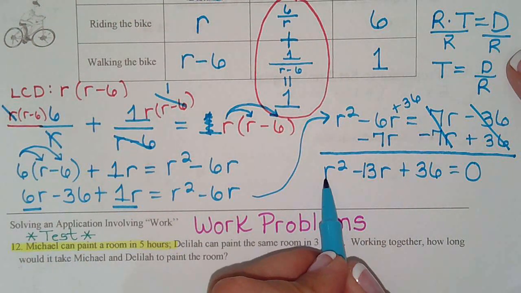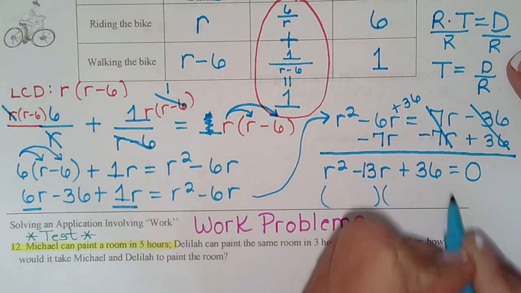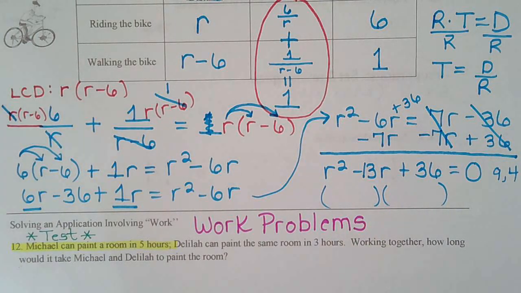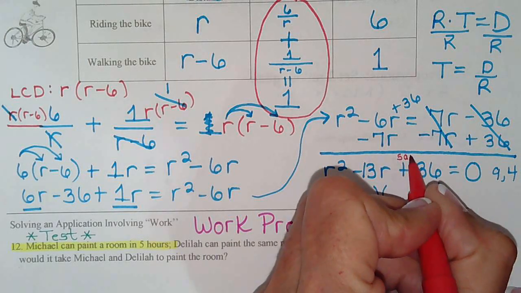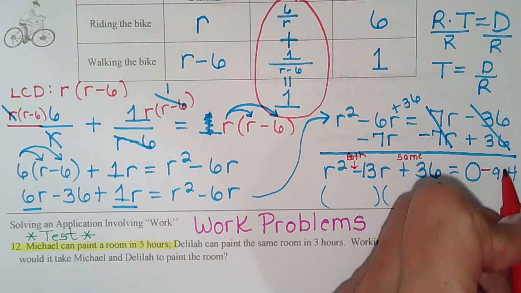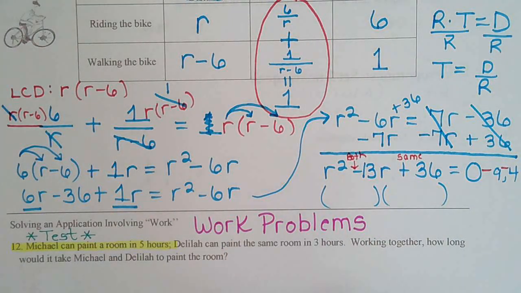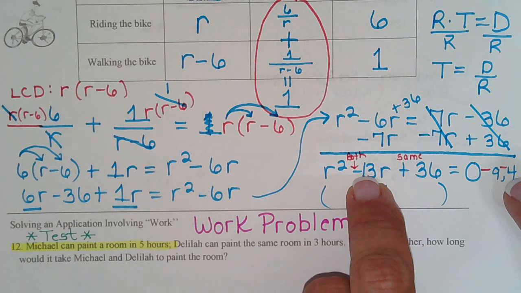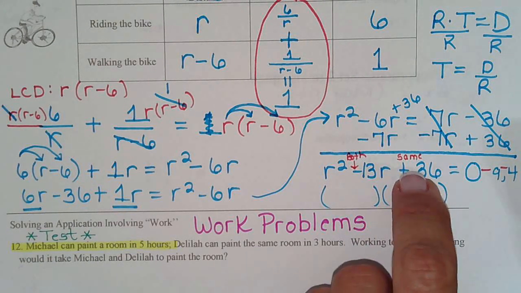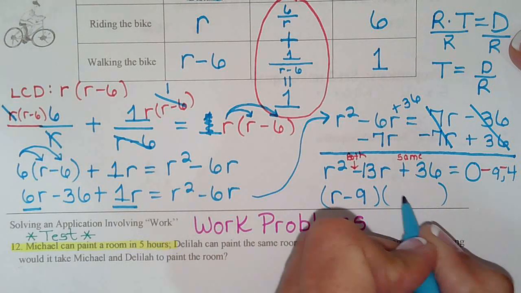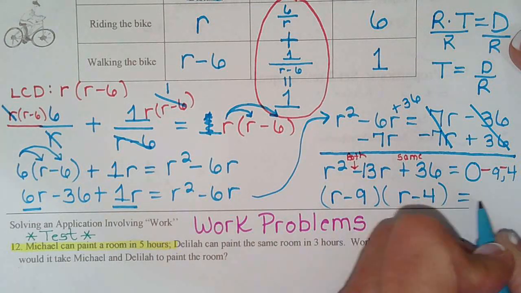So, double bubble. We're looking for factors of 36 that add to 13. That'd be 9 and 4. This sign says the signs will be the same, and this sign says they'll both be negative. So don't forget to do your test. After doing all this work, you don't want to miss the problem because you didn't test it. Negative 9 plus negative 4, negative 13, yes. Negative 9 times negative 4, positive 36, yes. So we have R minus 9 and R minus 4 equals 0.